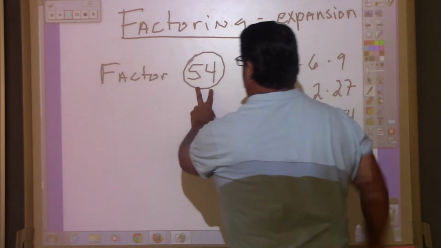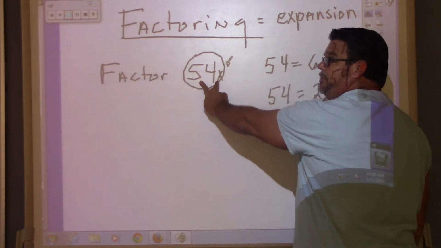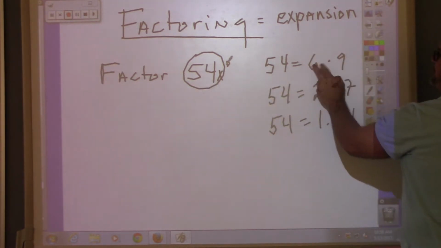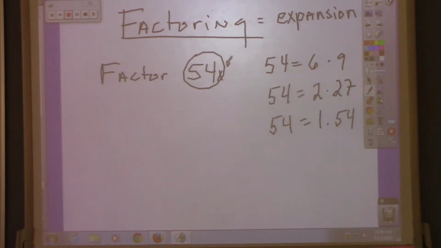What term is this? It's a monomial, one term, 54x to the 0 power. That's a monomial. And I broke it up into two terms. I'm expanding it into its factors. Remember factor times factor equals product? Remember that back in... Okay, you're breaking it up into its factors.